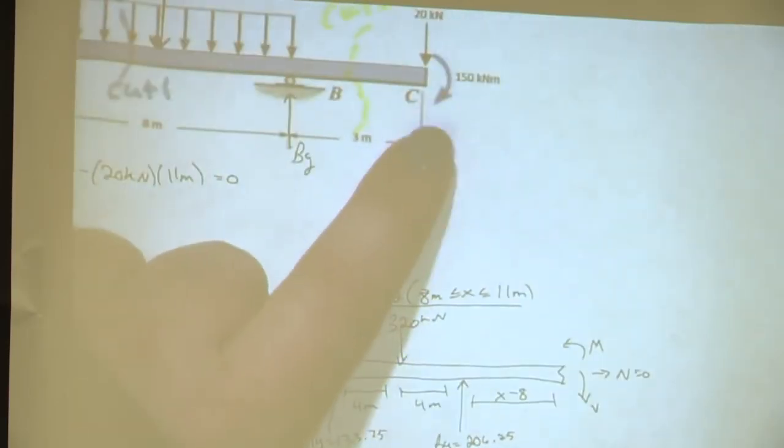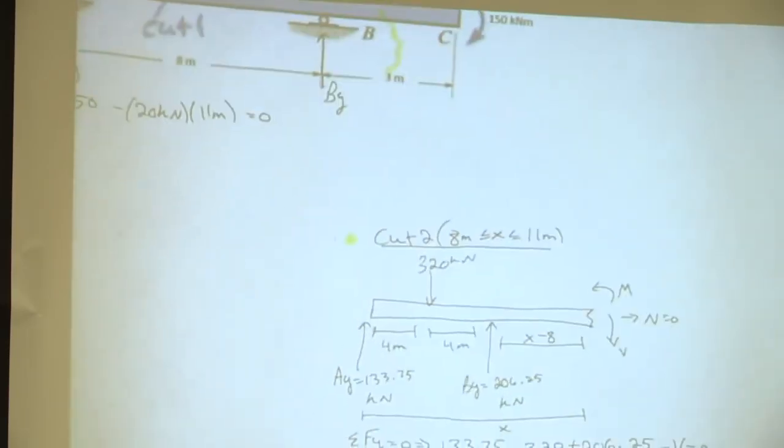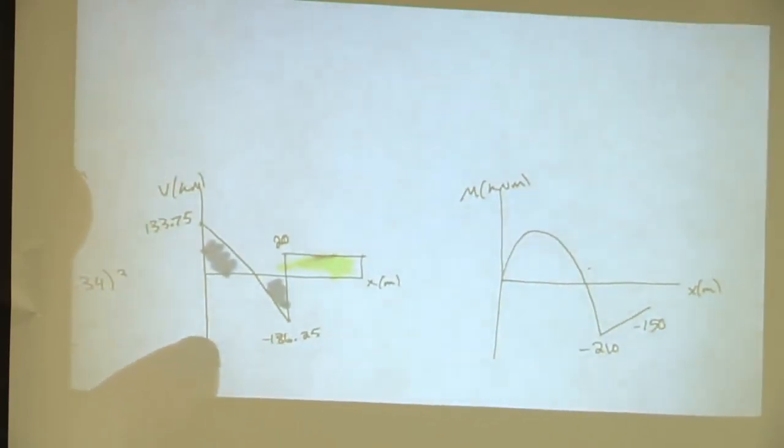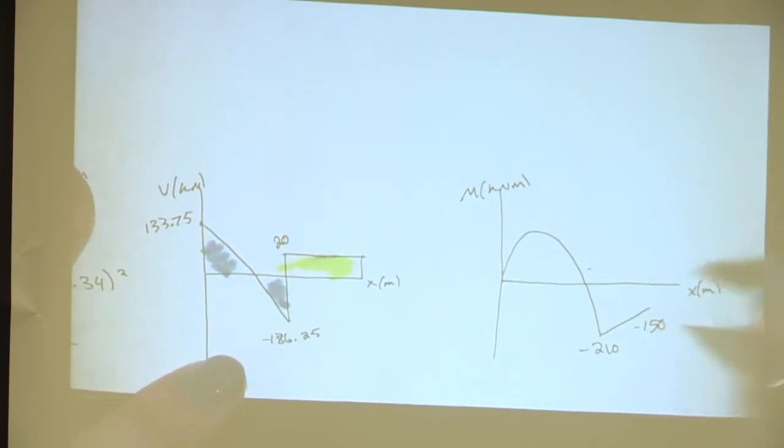Okay, awesome. So we had a moment right here, and a counterclockwise moment will make the graph go up or down? Awesome. So go up by how much? 150. So go up 150, and then we're back up to 0. Does anyone have any questions about this?